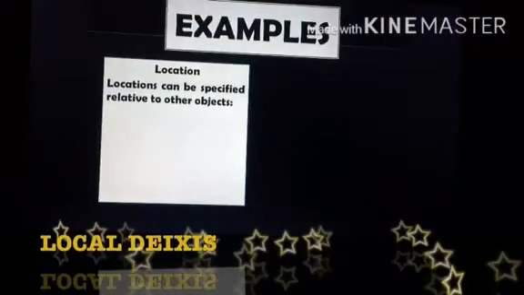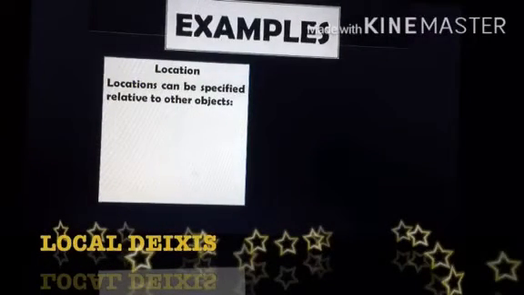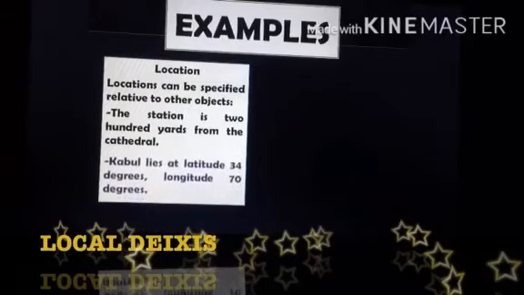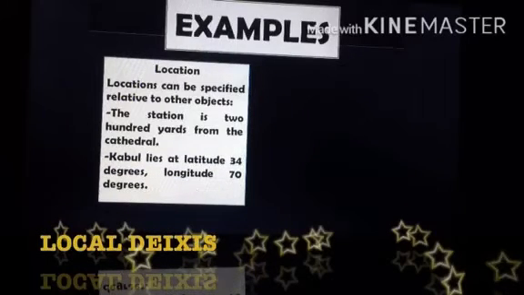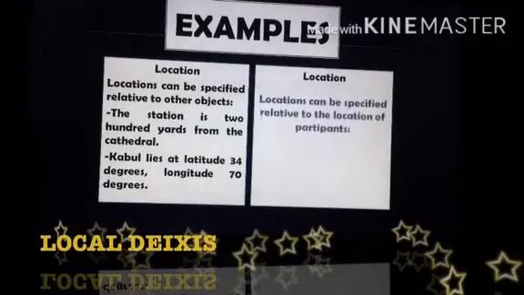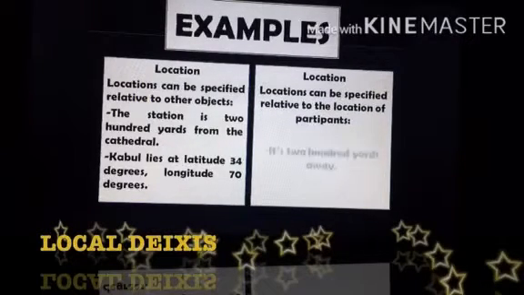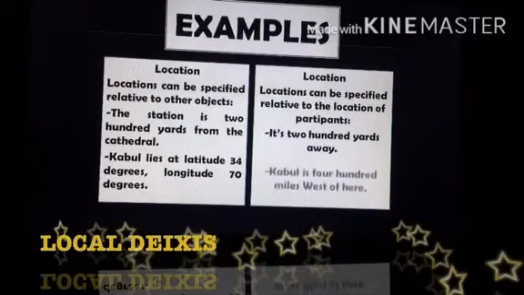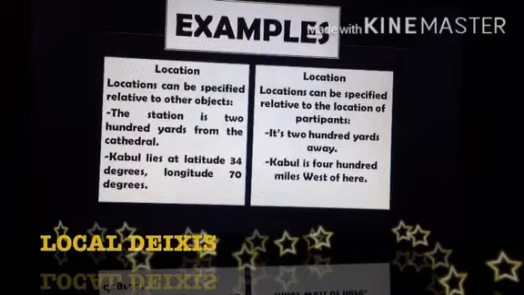Examples. Locations can be specified relative to other objects, such as: the station is 200 yards from the cathedral; Kabul lies at latitude 34 degrees, longitude 70 degrees. Or locations can be specified relative to the location of participants: it's 200 yards away; Kabul is 400 miles west of here.